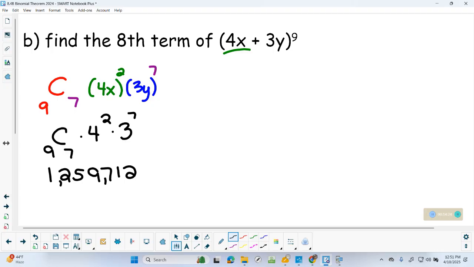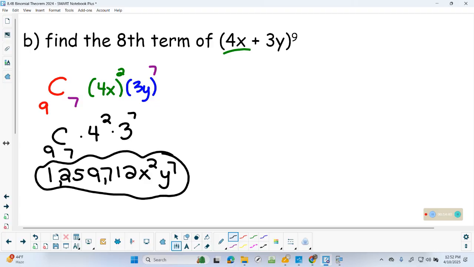Let's throw the commas in here for you. And don't forget your variables. X to the what? Second, y to the 7. So personally, if I don't have a triangle provided to me, that's how I would have done it, because I don't want to make a 10-row triangle.